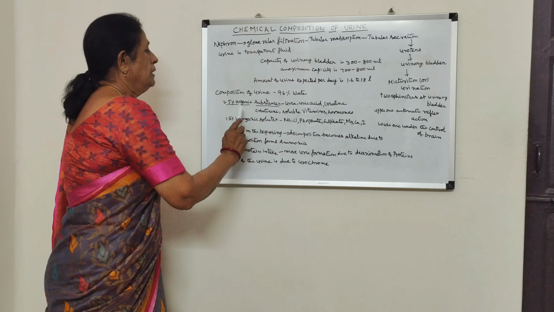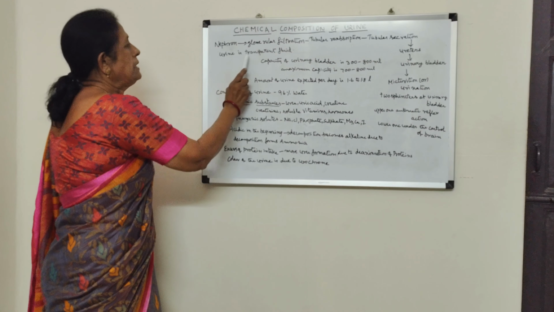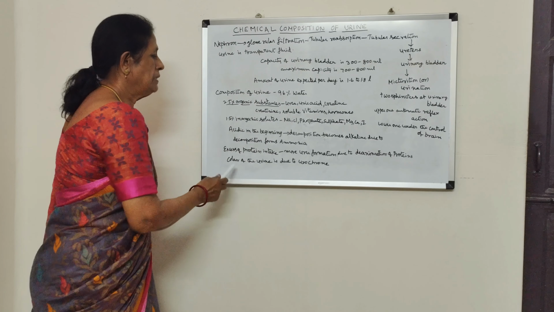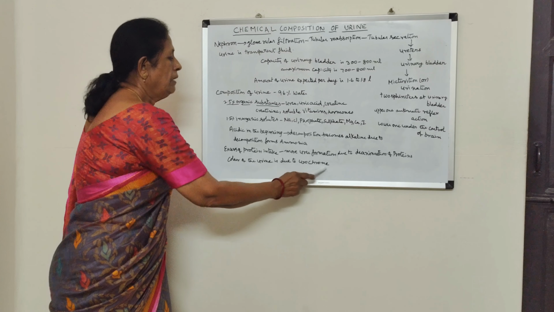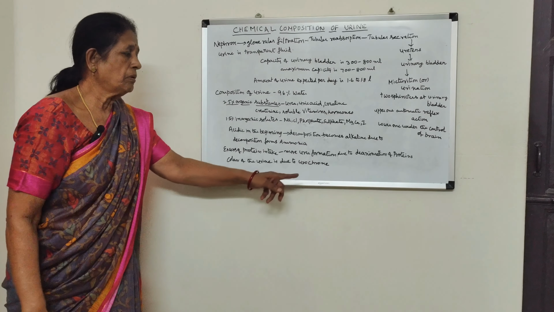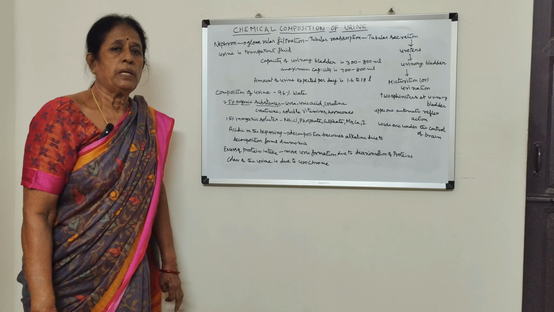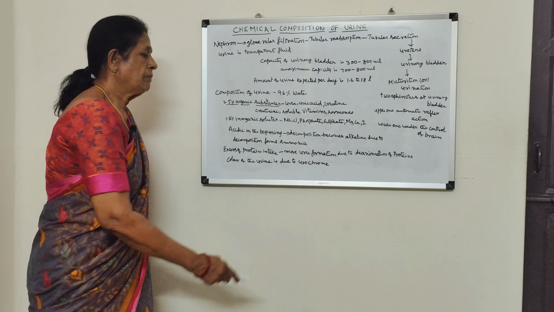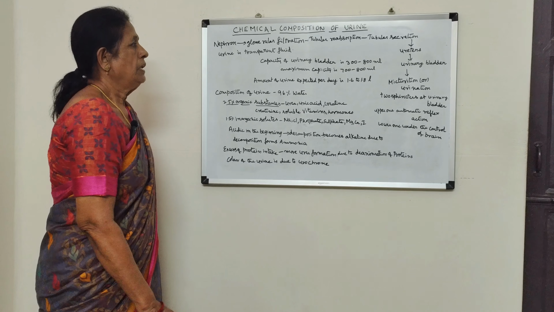So totally the urine contains 96% water. It is a transparent fluid, and the color of the urine is yellowish. It is due to the presence of a pigment which is called urochrome. In the liver, urochrome is produced. We have studied in the previous class: bilirubin, biliverdin, and urochrome. These are the pigments from the liver. So urochrome is responsible for the yellow color of the urine.